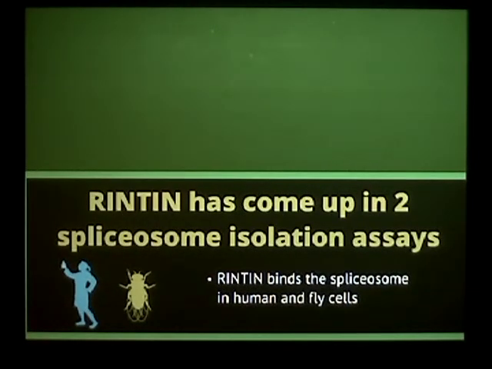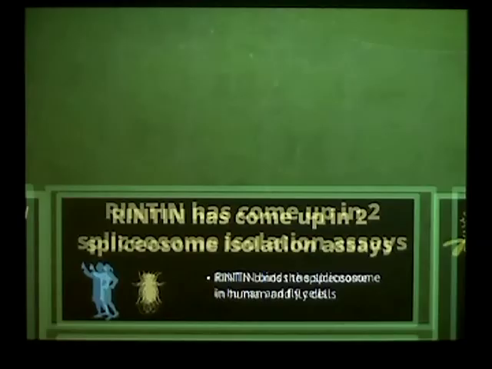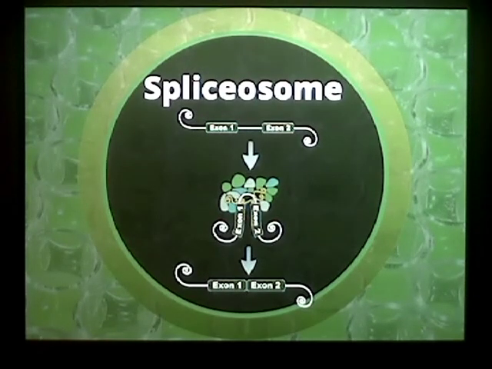So when we started trying to find out everything we could about rintin, one of the few things we could find that is known about it is that rintin has come down in screens for being a spliceosome-related protein in both human and Drosophila cells. So it's looking like we've got cactin showing a conserved relationship to a protein that at least in 2 different screens has been shown to be associated with the spliceosome. So this was another strong piece of information that was tying cactin to the spliceosome.